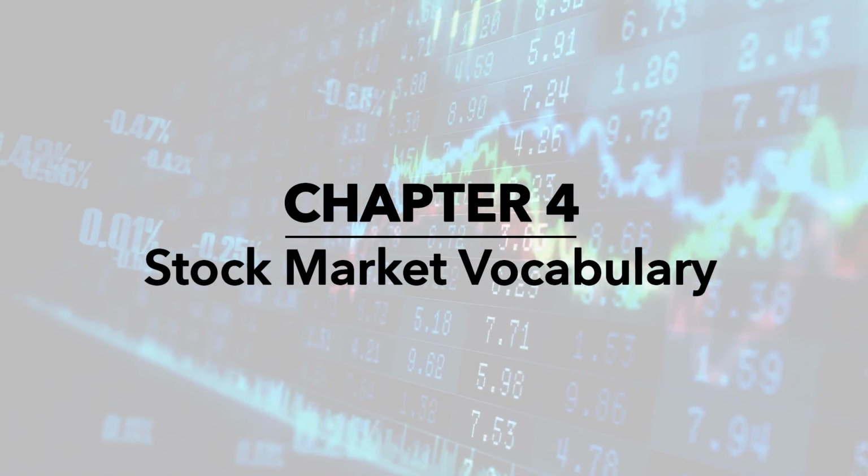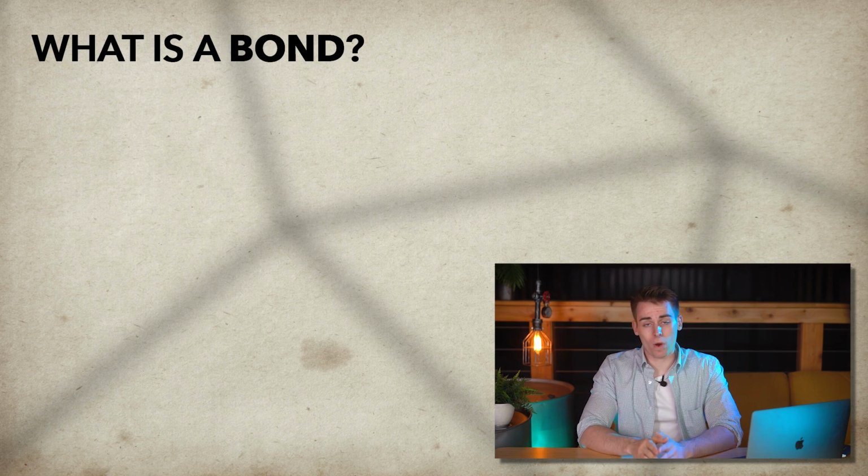Chapter 4, Stock Market Vocabulary. All right, so in the stock market, you're going to hear a lot of terminology that's going to be repeated often. Things like volatility, liquidity, ticker symbol, bearish, bullish. It sounds Greek, I know, and a lot of it is actually, you'd be surprised. And so I want to take a few moments here and just really make sure we understand some of these terms going forward. Let's start with the question, what is a bond?